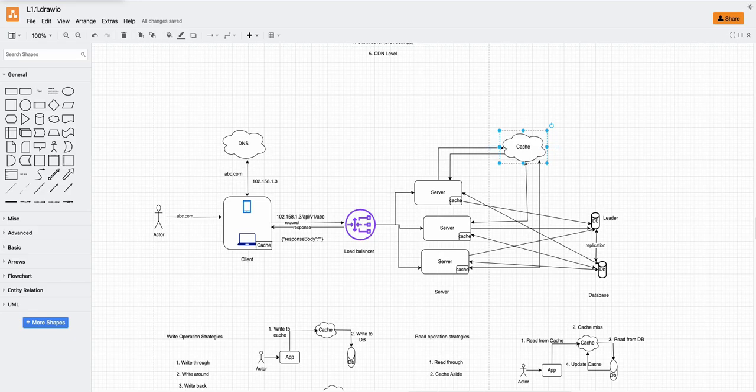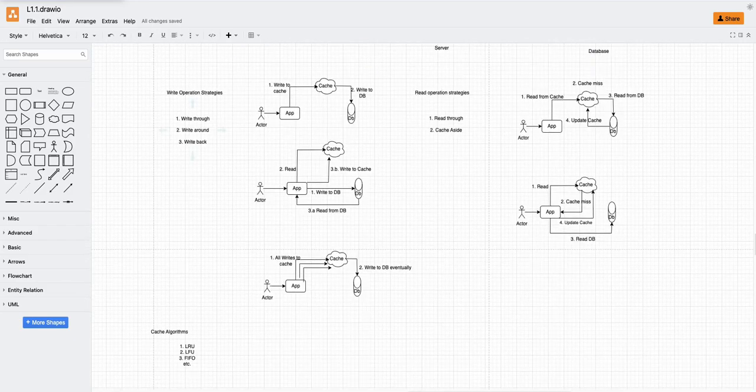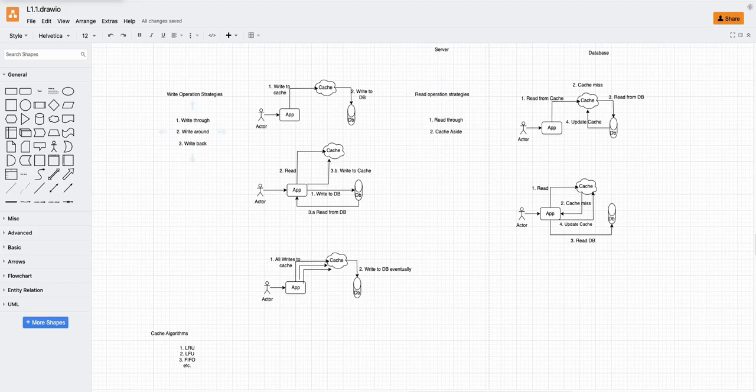In that case, you need to decide what kind of strategies you will use to read and write the data inside that cache. So there are certain strategies which are already defined for write operations as well as read operations. Whenever you write something in the cache, you use either of these available options.